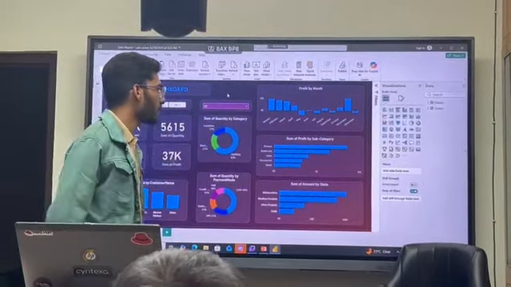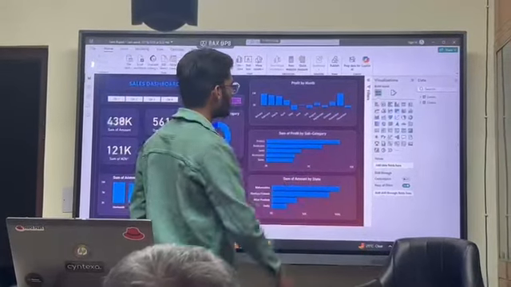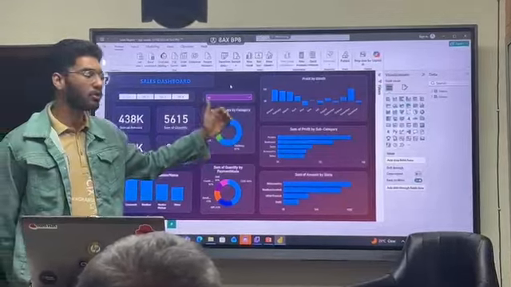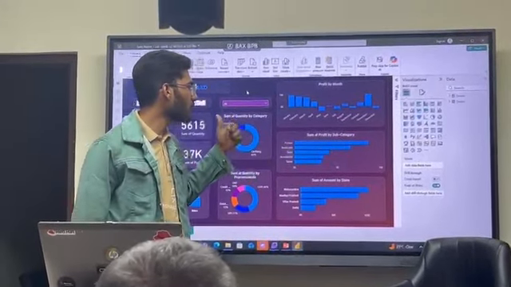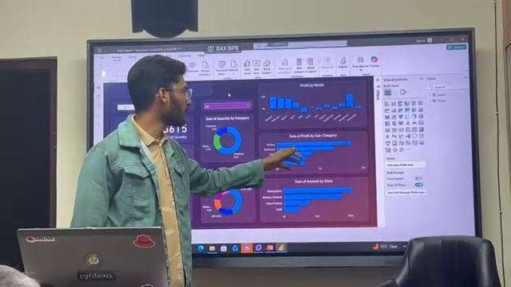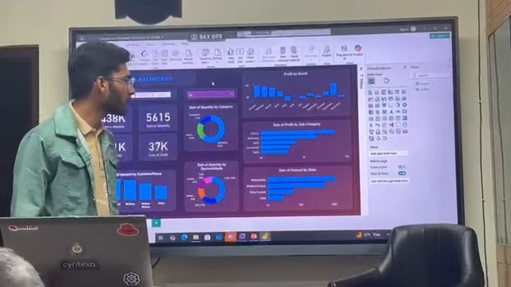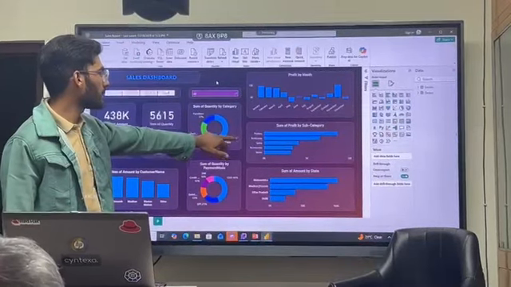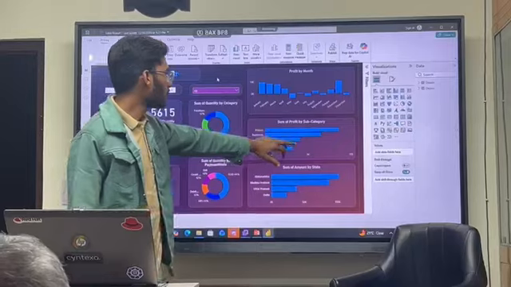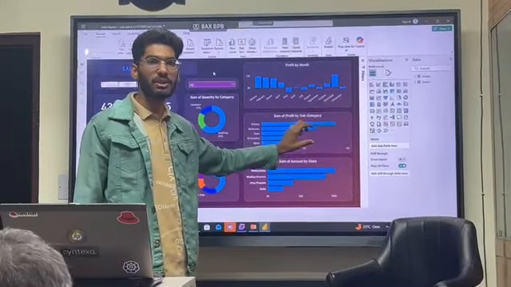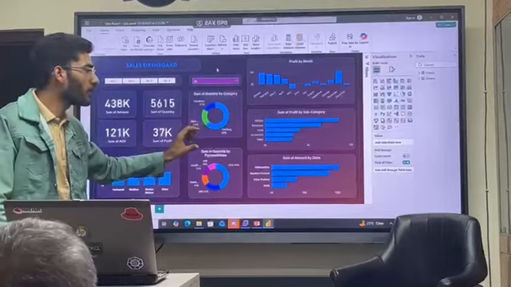The next chart is a bar chart, the sum of profit by subcategory. It shows how each subcategory contributes to the sum of profit. The contribution of printers is near 10,000, then bookcases, sarees, accessories, and tables. These are the top 5 subcategories contributing the most to profit.